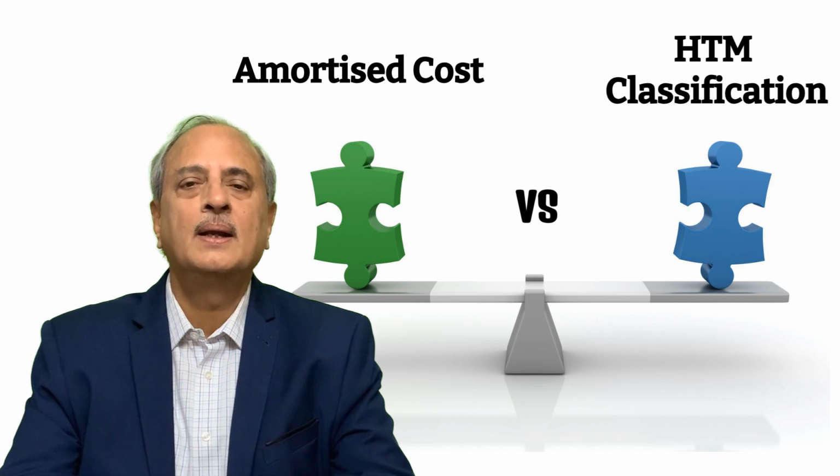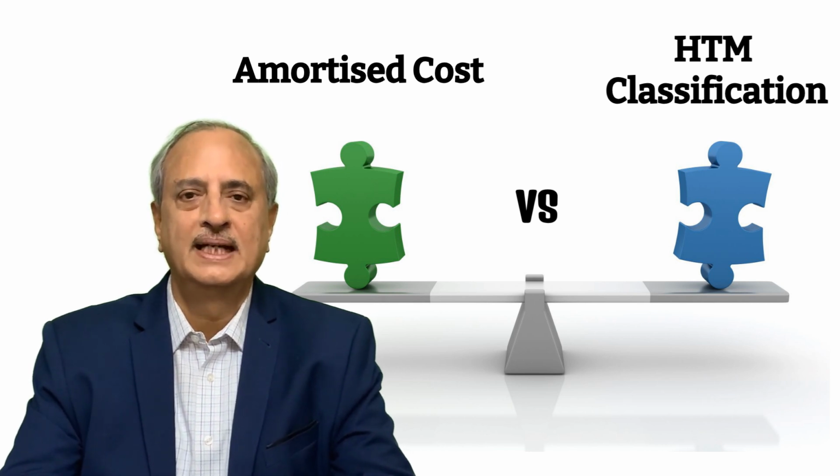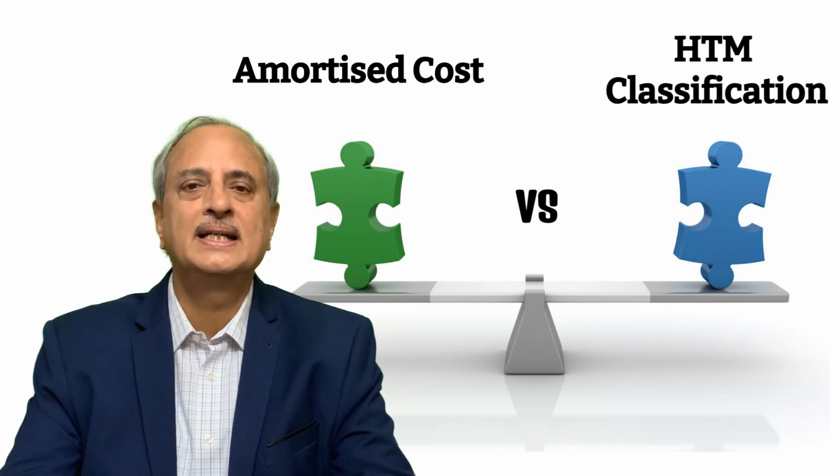Let's talk about the differences between amortized cost under Ind AS 109 and the old held-to-maturity HTM classification under IAS 39. The two classifications might seem similar at first glance, but there are key differences.